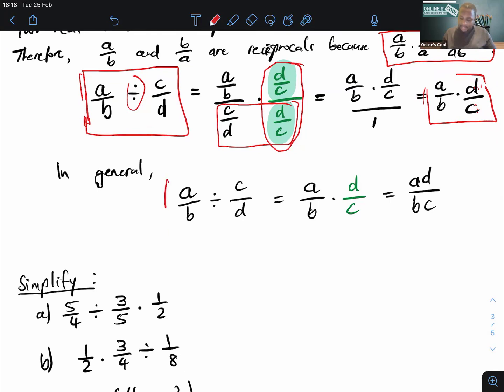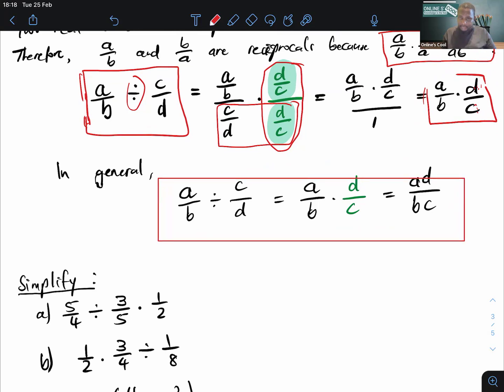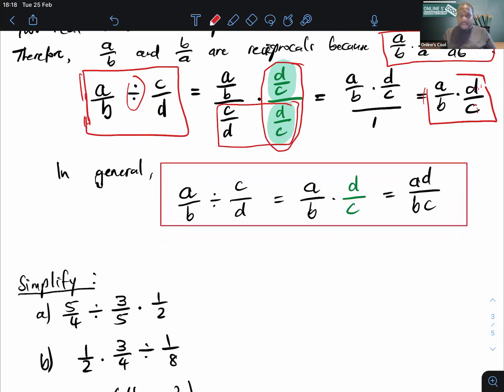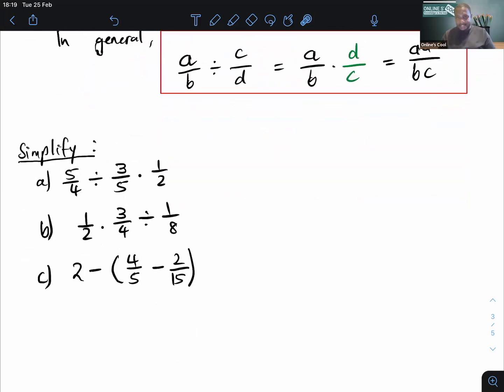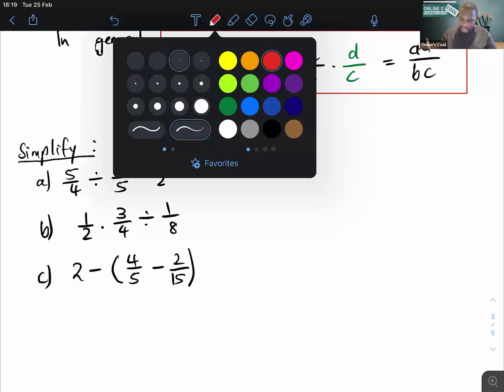Anyways, in general, this is what you have. A over B divided by C over D is equal to A over B multiplied by D over C. So, the reciprocal of the number that you were dividing with. And then you get A multiplied by D over B multiplied by C. Correct? Correct, yeah.